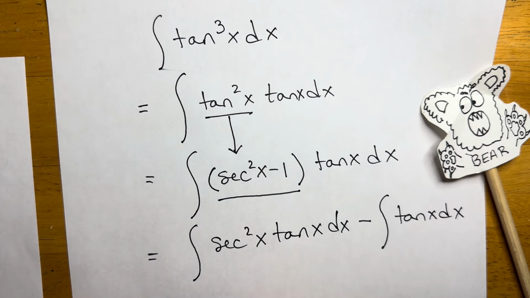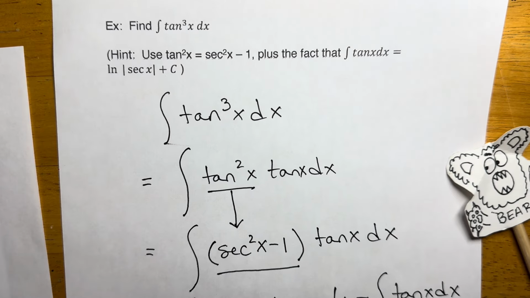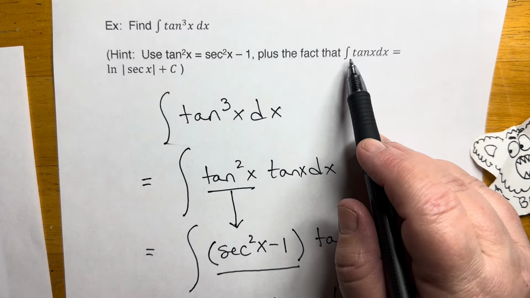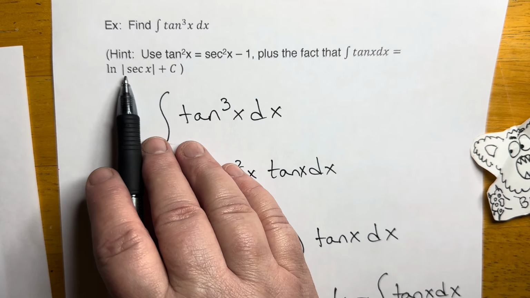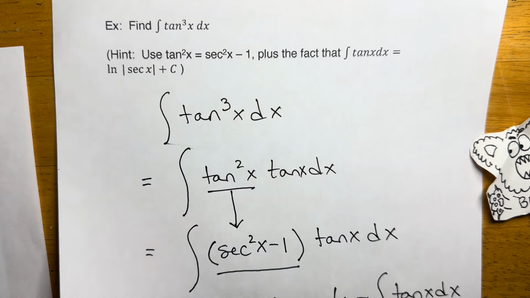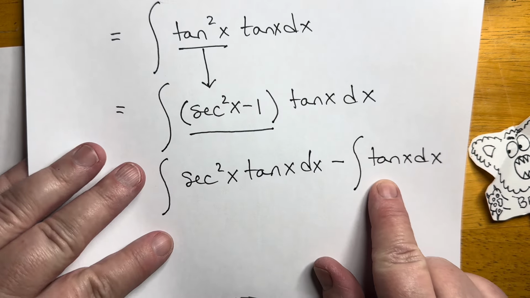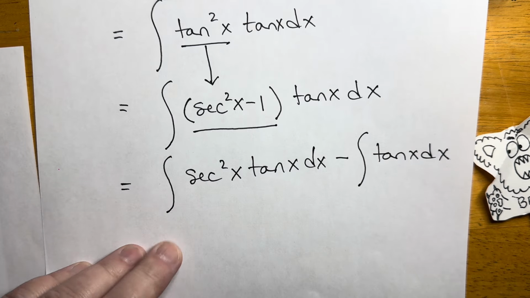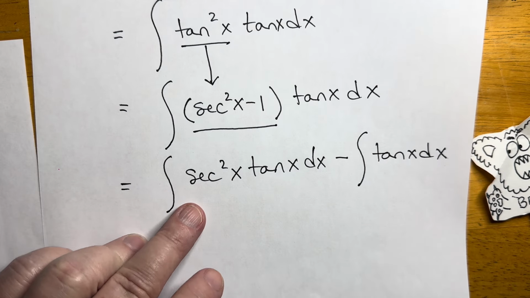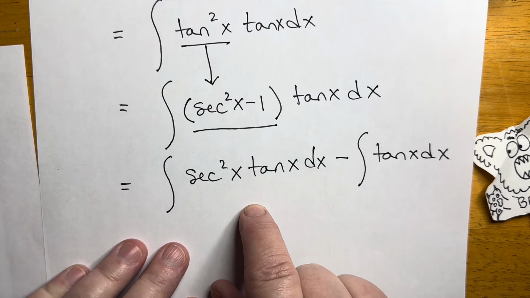Now you see why I gave you this second hint. The second hint says the integral of tangent is the natural log of the absolute value of secant plus c. So we've got this one done. This is part of our trigonometric palooza. So the question is, what do we do here? How do we integrate that?